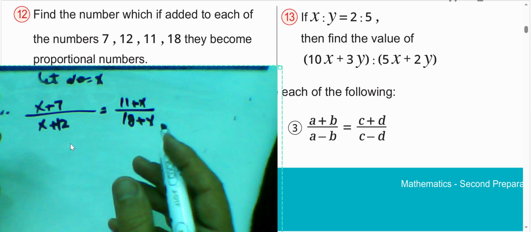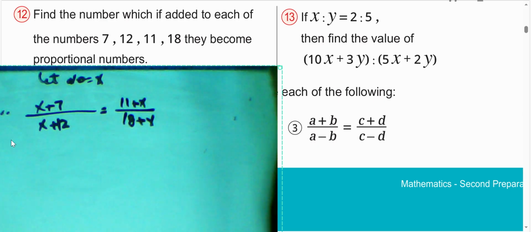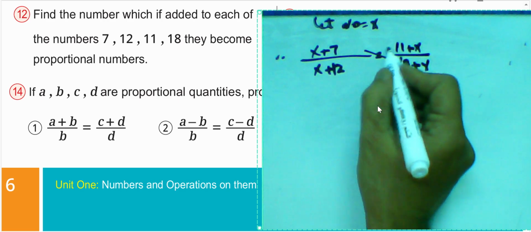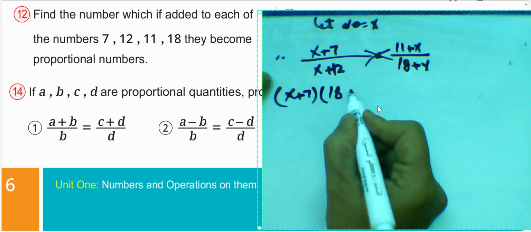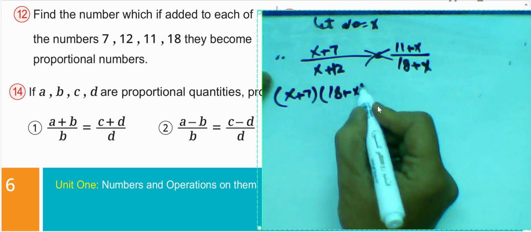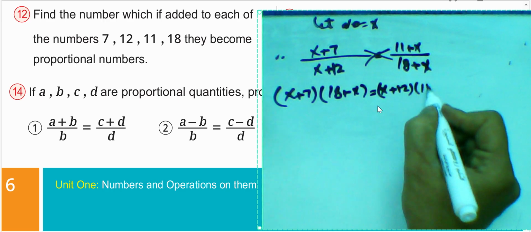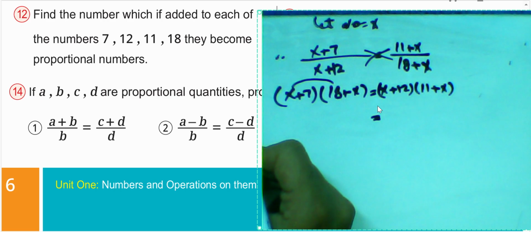Now we can use here the properties. The product of extremes equals the product of means, and then simplify it. Look at here, I will write the answer here. Look, I will multiply x plus 7 by 18 plus x, which is equal to x plus 12 multiplied by 11 plus x. Then the product of extremes: x times 18 equals 18x.